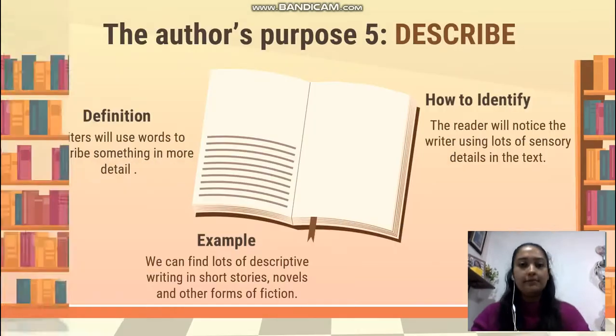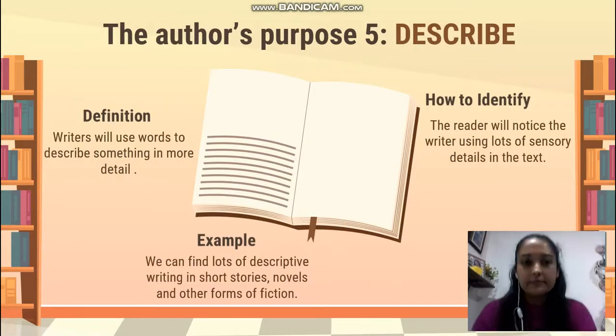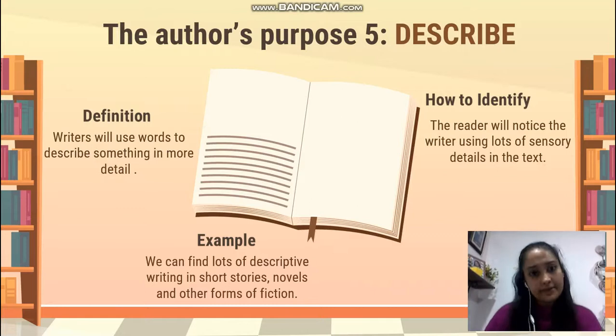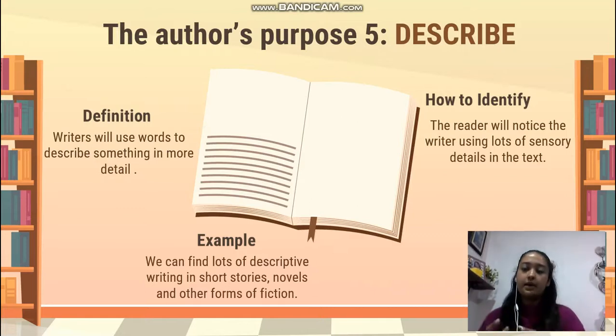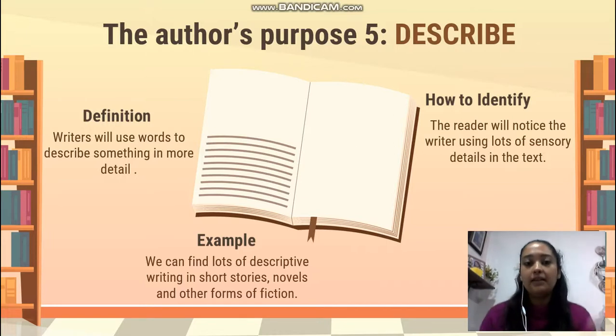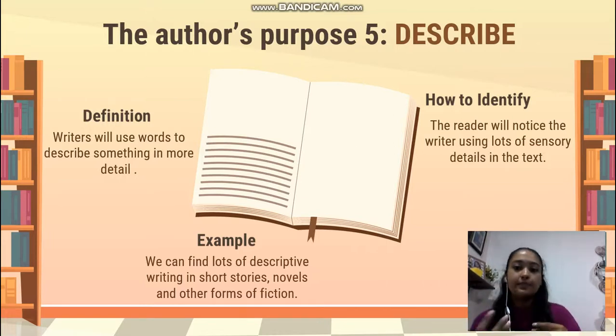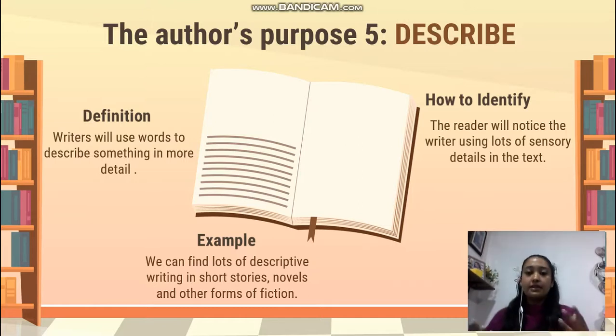So finally, we have the last one, that is to describe. Here, often the writers will use words to describe something in more detail. After all, they say a picture paints a thousand words, and this text can help get us beyond the one-dimensional appearance of things. For example, we can find lots of descriptive writing in various places, like short stories, novels, and other forms of fiction, where the writer wishes to paint a picture in the reader's imagination.